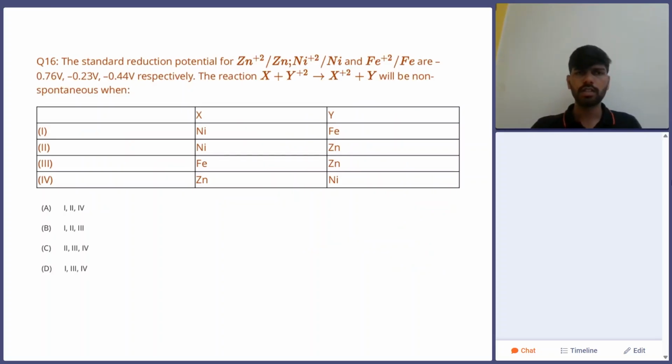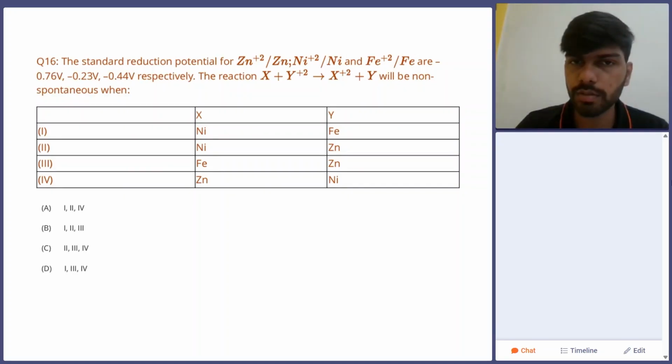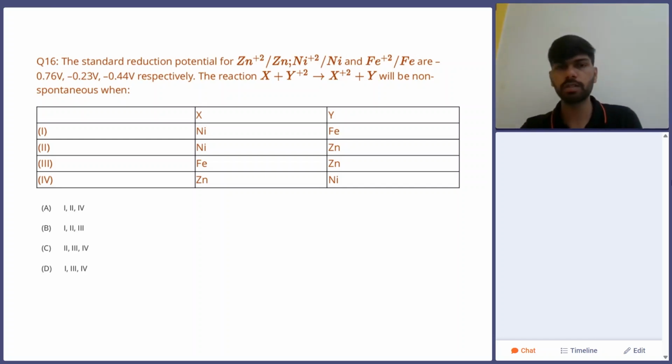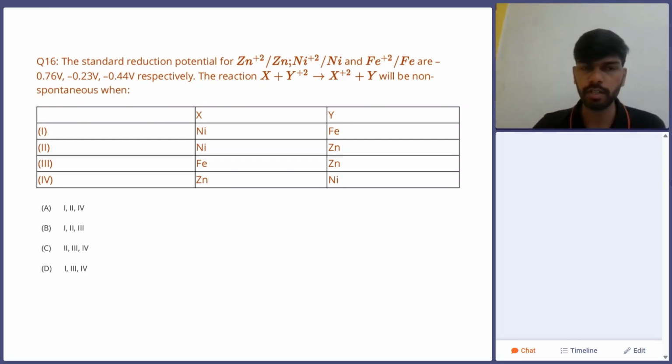Next question, class: the standard reduction potentials for Zn2+ to Zn, Ni2+ to Ni and Fe2+ to Fe are given. The reaction X + Y2+ gives X2+ + Y will be non-spontaneous when? So non-spontaneous.